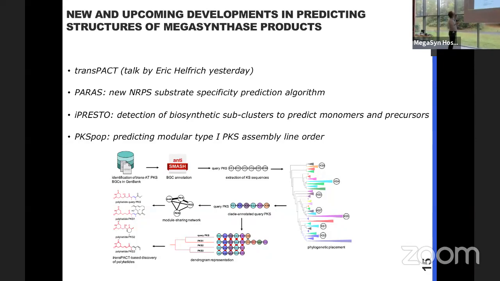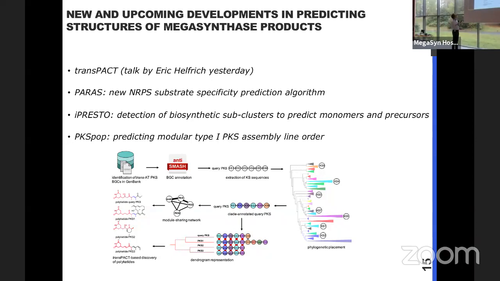So Eric yesterday already introduced you to the TransPACT algorithm, which annotates trans-AT PKSs by assigning ketosynthase domains to functional classes and being able to make dendrograms of how the polyketide synthase assembly lines are related to each other. So this is also scheduled to be integrated into the next version of antiSMASH, perhaps also with the TransAIDER tool that Eric also developed. That's still something we need to figure out a bit.